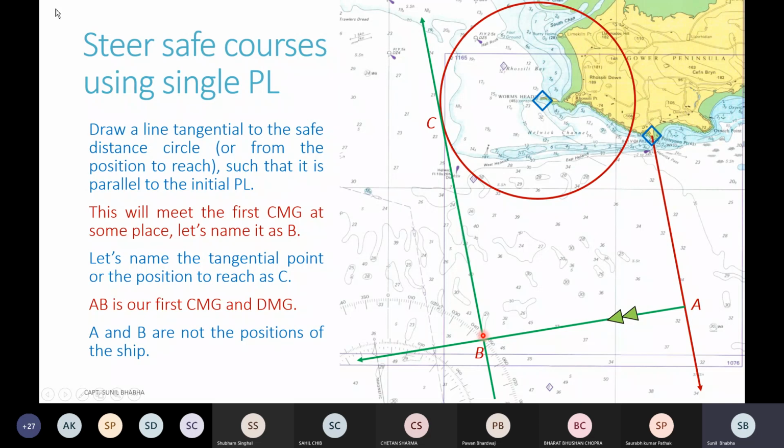Just to clarify, these points A and B are not our actual positions. If you remember, in the beginning we had picked up this point A as any arbitrary point on the initial PL. This was not our fix. We do not know our fix in these questions. So A and B are not our positions. They are arbitrary points picked up, but line AB, or you can say vector AB, is our course made good and distance made good vector.